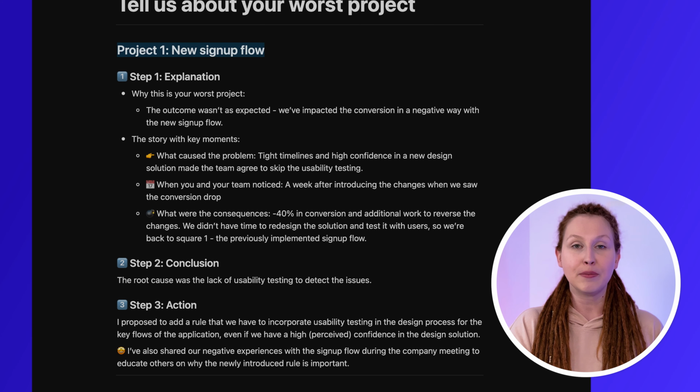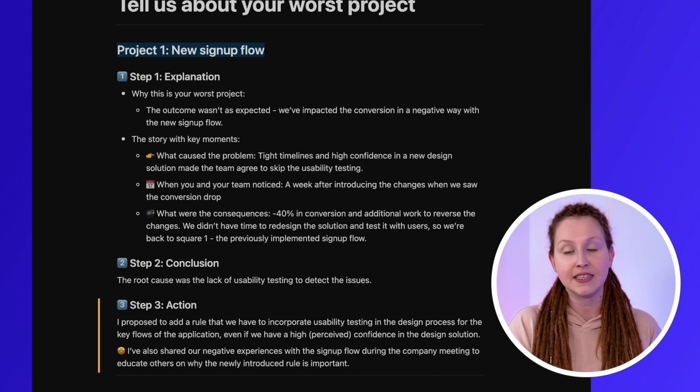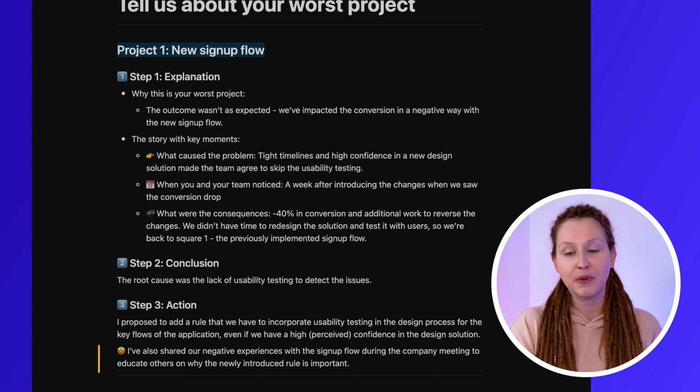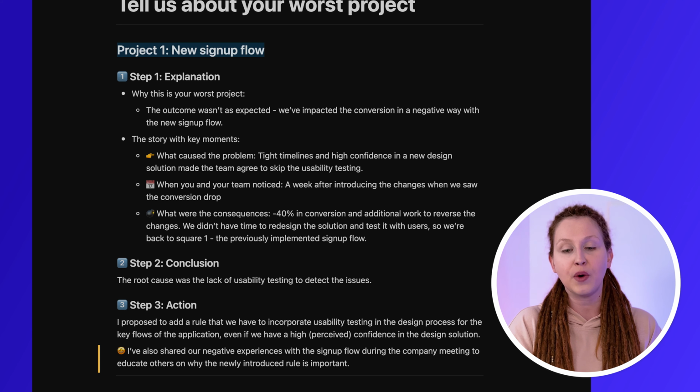Now let's take a look at step 2, conclusion. The root cause was the lack of usability testing to detect the issues. And the third step, action. I propose to add a rule that we have to incorporate usability testing in the design process for the key flows of the application, even if we have a high perceived confidence in the design solution. And the highlight here about sharing the learnings is that I've also shared our negative experiences with the sign-up flow during the company meeting to educate others on why the newly introduced rule was important.